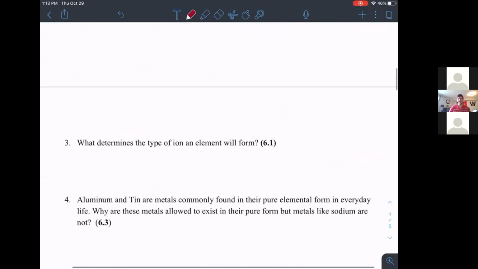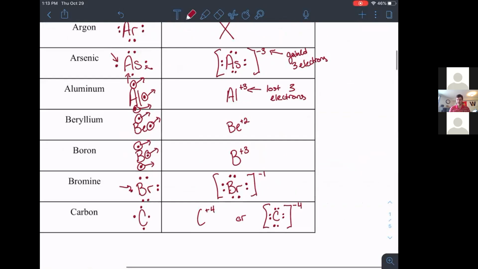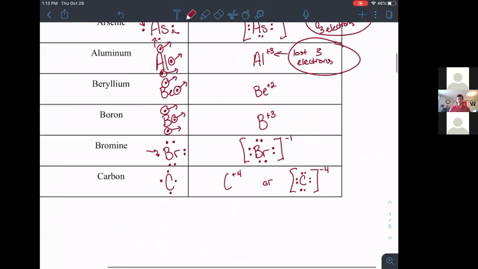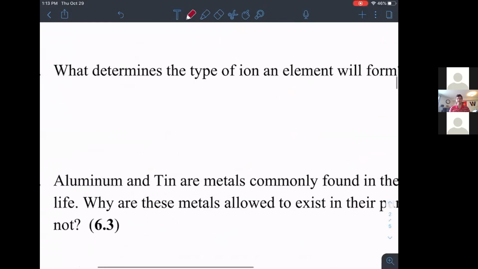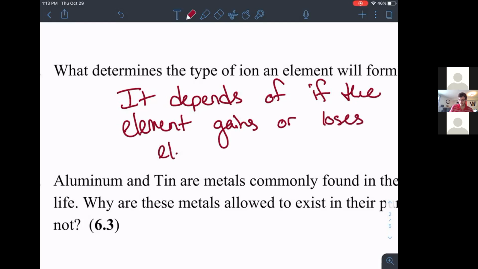All right, so then the next one says, what determines the type of ion an element will form? If we look back up above, it gets determined by the gaining or losing of electrons. So gaining or losing electrons determines the type of ion we create. So it's going to depend on whether the element gains or loses its electrons.